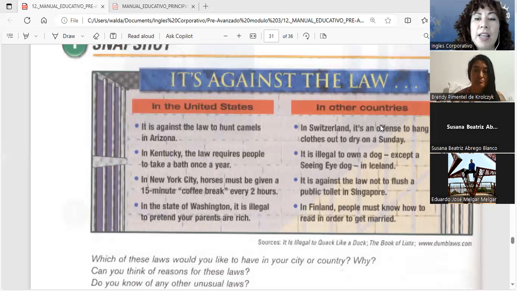Now let's read about other countries. What other interesting laws? Can someone help me read this? All right, I can do it. Wonderful. In Switzerland, it's an offense to hang clothes out to dry on a Sunday. It's illegal to own a dog except a senile dog in Iceland. It's against the law not to flush a public toilet in Singapore. In Finland, people must know how to read in order to get married. Okay. So if you ever go to Switzerland, make sure you do your laundry on Saturday, not Sunday, because if you do it on Sunday, you're going to jail that same Sunday.